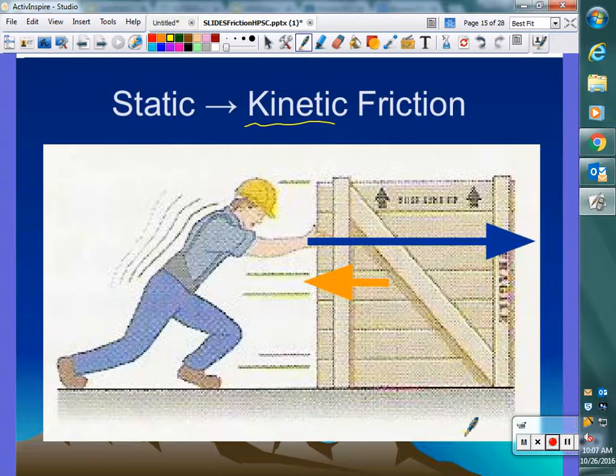Okay? Probably in the context of kinetic energy. All right? Kinetic energy is energy that deals with what? Or energy because of what? Movement. So now, when we go from static, which means still or not changing, to kinetic, now we're talking about friction that's acting on a moving object. Okay?